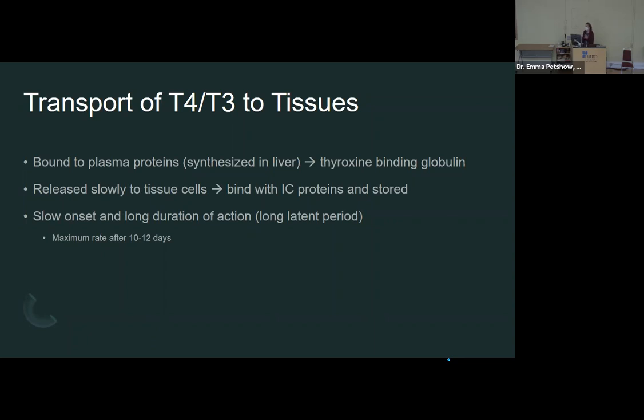Once they're in the blood, T4 and T3 are bound to proteins when they're transferring. These proteins are synthesized in the liver, and it's called thyroxine binding globulin. From there, it's released slowly into tissues and cells. So they're able to go within the cell, bind to intracellular protein receptors, and be stored or used. That means their onset of action is slow and their duration is long. So when you give someone T4 or T3, you do need to wait a couple weeks to see the response. It's not going to be instantaneous.